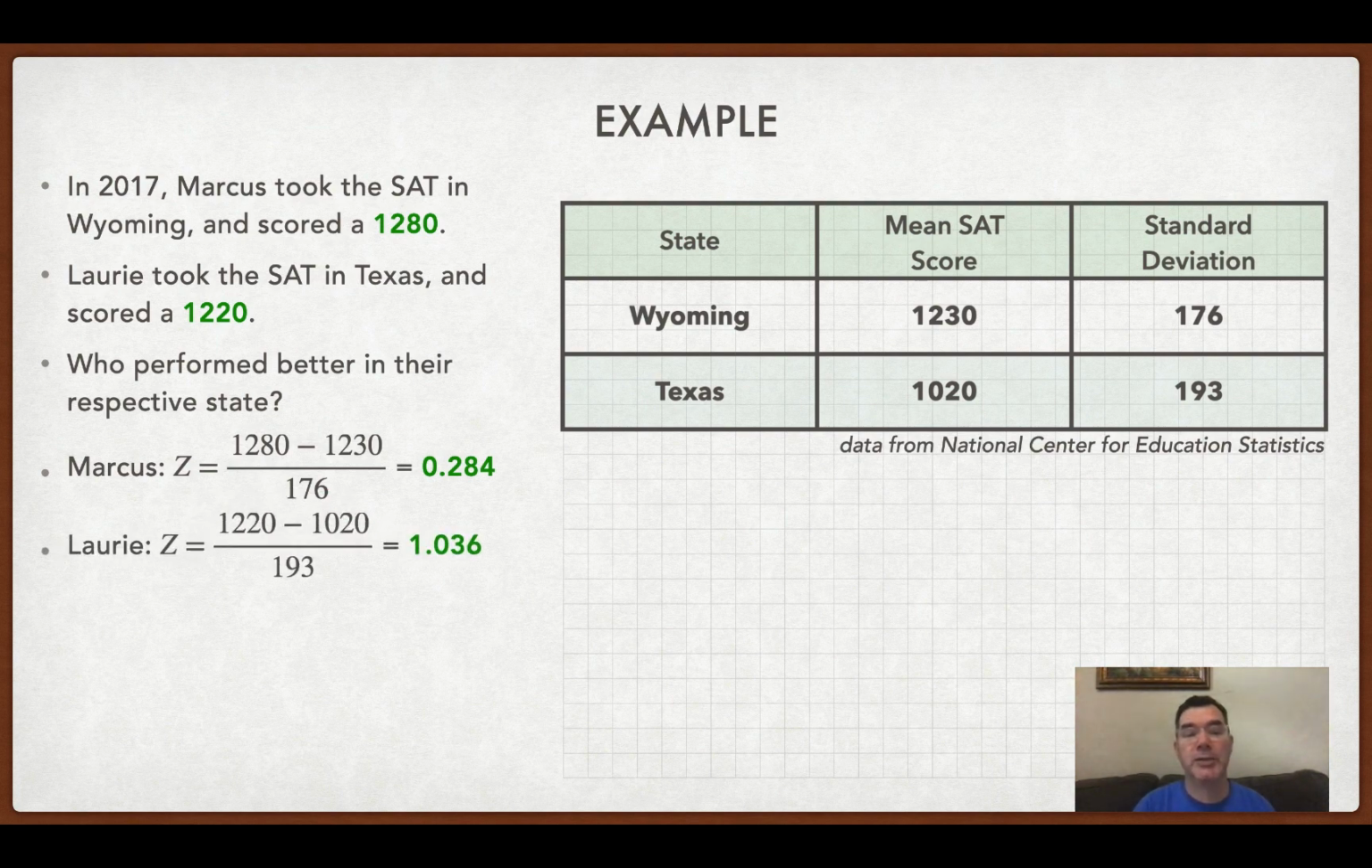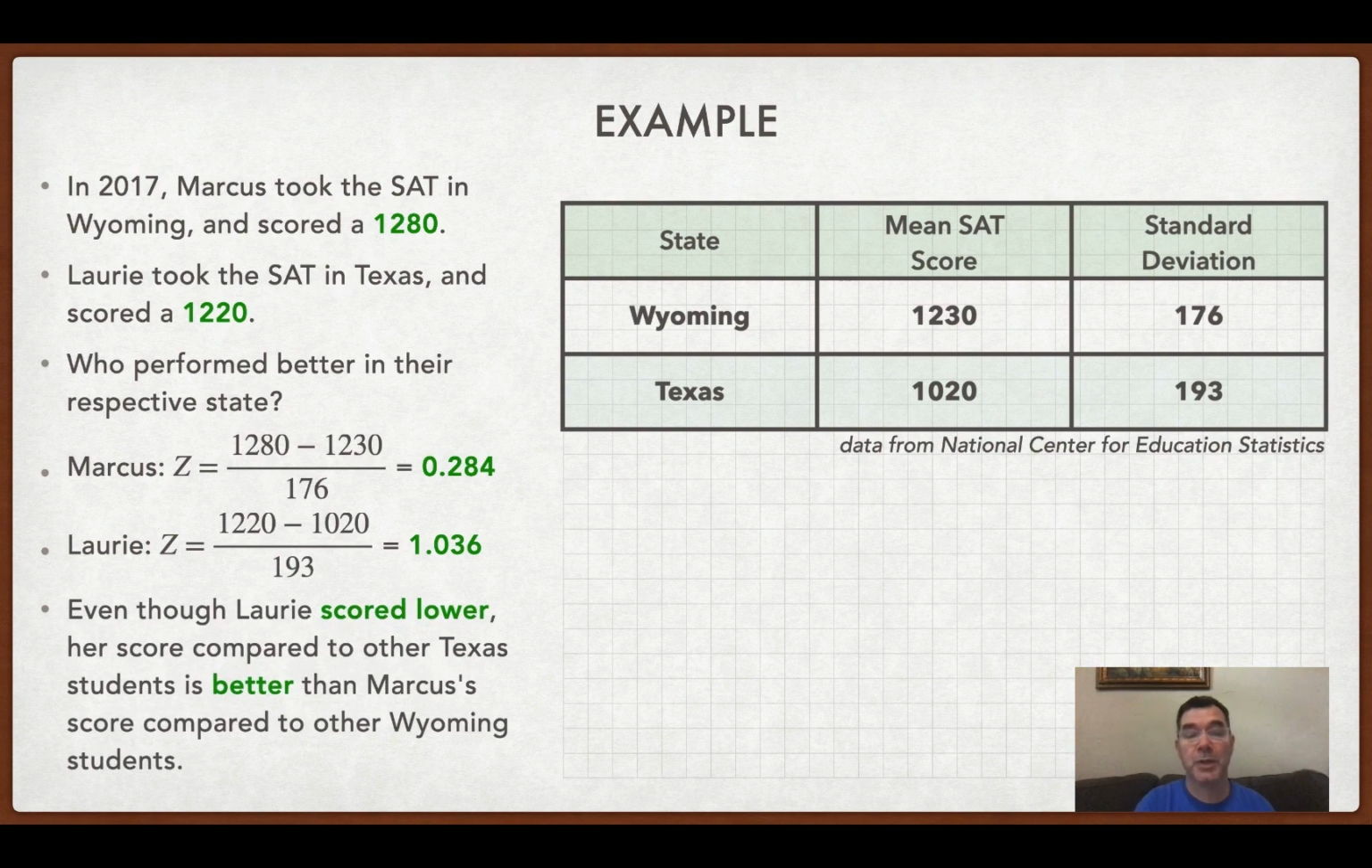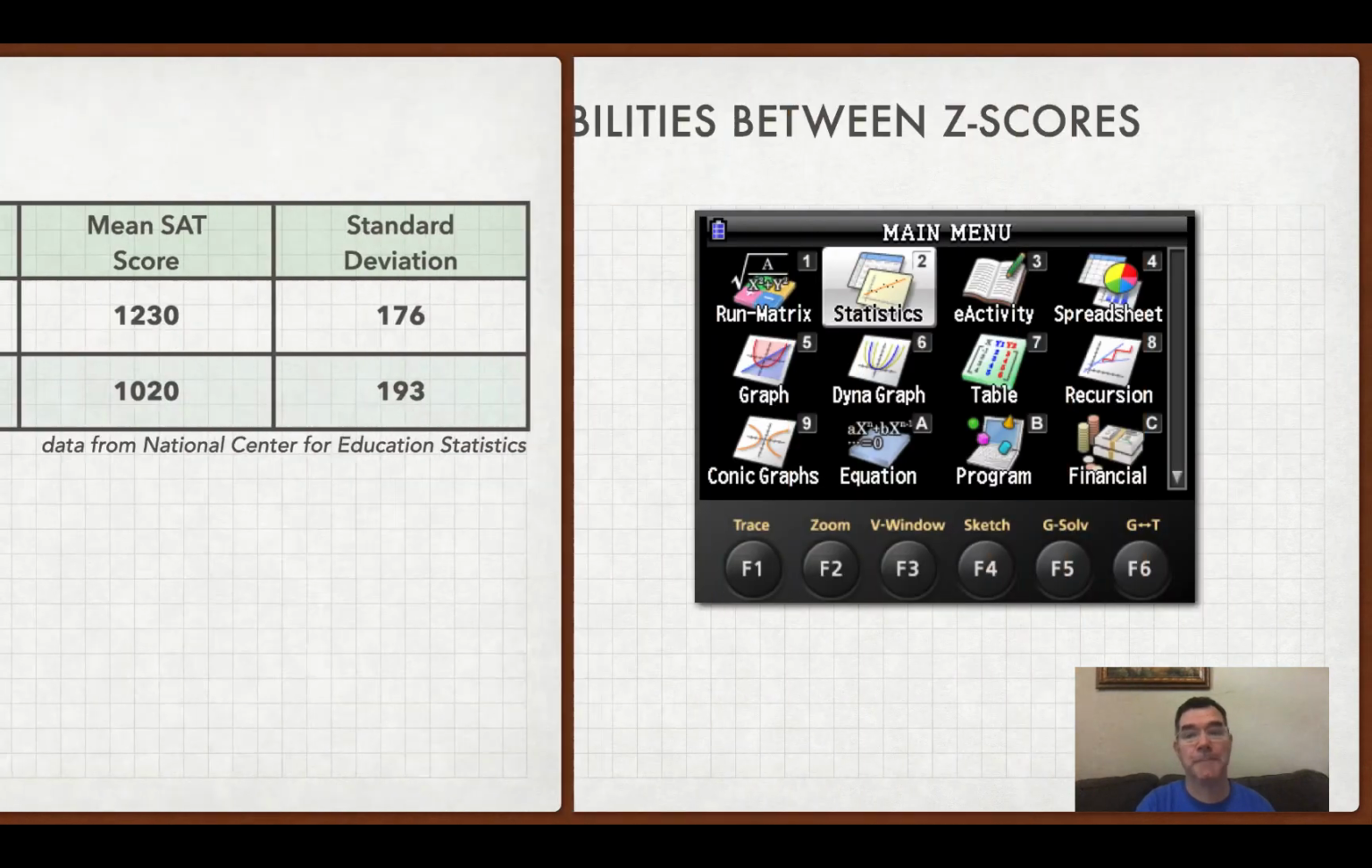But then I look at Laurie's score. I take her score of 1220, subtract the mean for Texas of 1020, and divide by the standard deviation for Texas, which is 193, and I get 1.036. So her score is more than one standard deviation above the mean for her state. So comparing those students to the states where they took their test, even though Laurie scored lower overall, her score compared to other Texas students is better than Marcus's score compared to other Wyoming students.